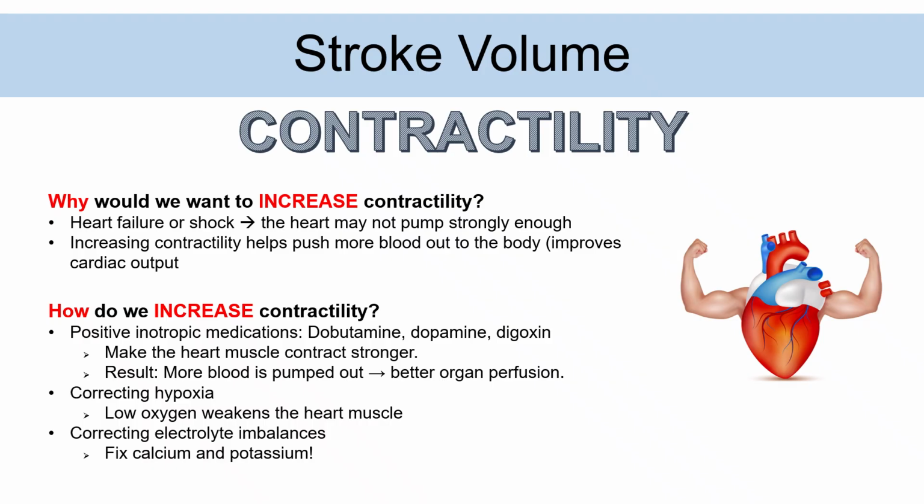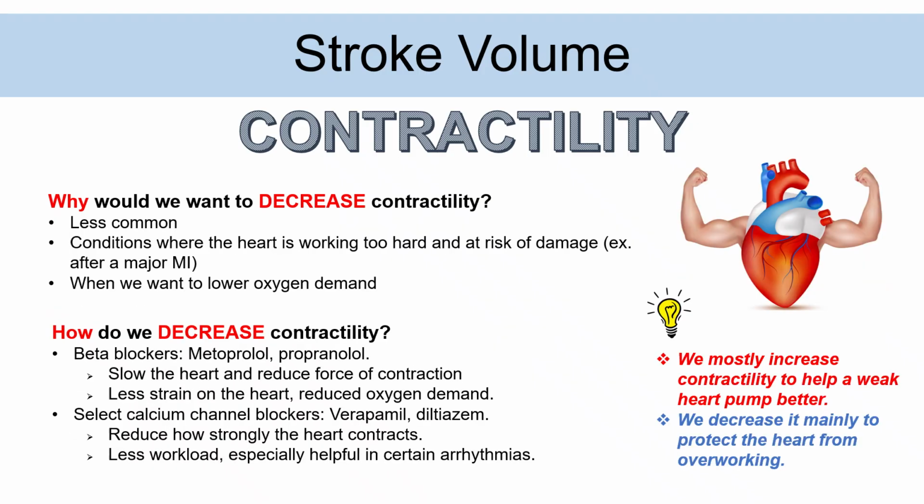Now we can also help to correct hypoxia. If the heart is starved of oxygen, then it's going to weaken the heart. It doesn't have what it needs to perform optimally. So if we can correct that, that will help also. Correcting electrolyte imbalances, especially calcium and potassium. If you have abnormal calcium and potassium levels, no matter what we do, it really isn't going to change anything. It's not going to help. So we really have to make sure those are right, oxygen is good, and then we can give medications that can further help contract that heart muscle.